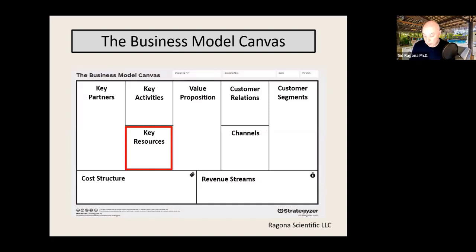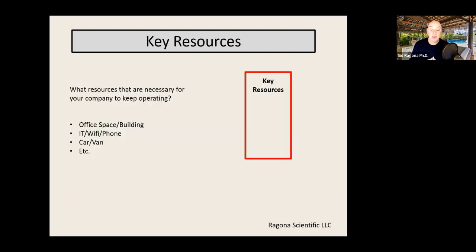Key resources. What resources do we need? Well, key resources, if you're a large organization, it's going to be a longer list. If you're a single person rep company, it's going to be a shorter list. And I've just listed a few here. Most single person rep companies rely on the telephone, Wi-Fi, internet, and a car or van for traveling to meet customers. So sometimes this can be quite short, but it's good to know what you must have.